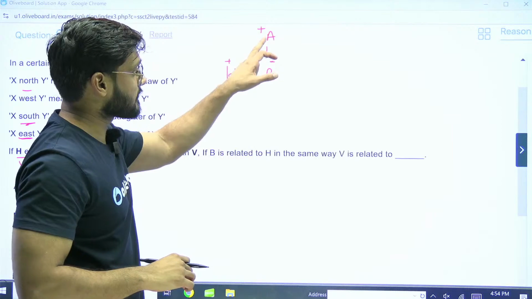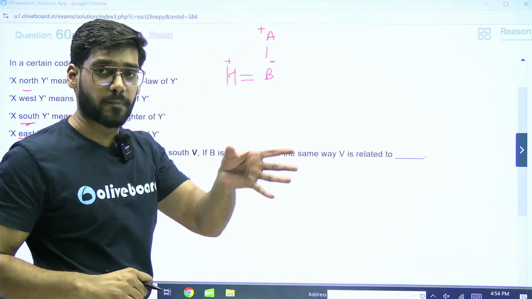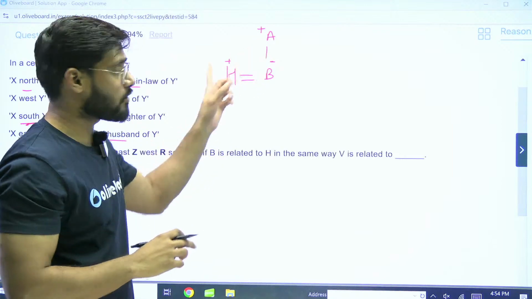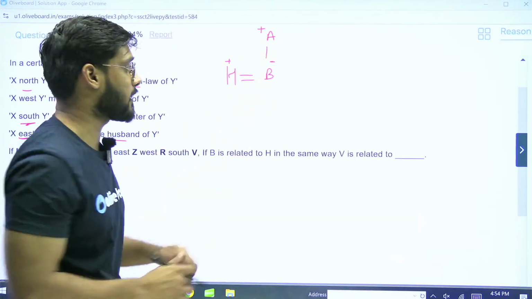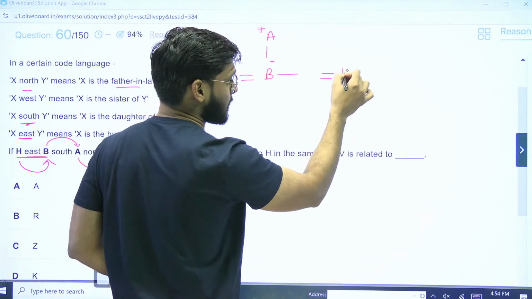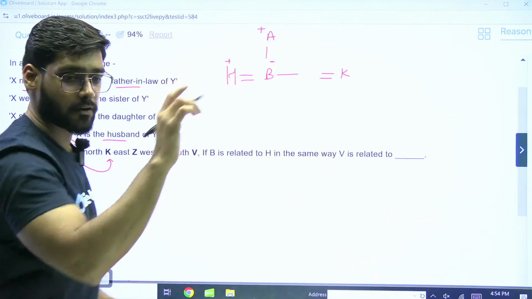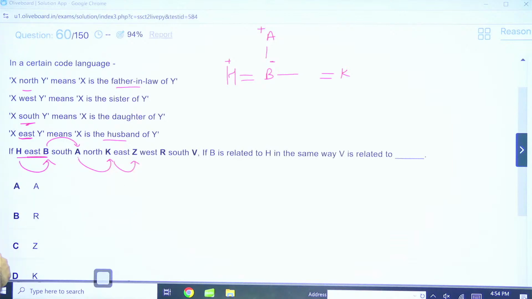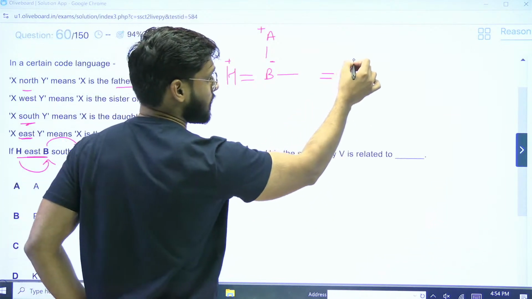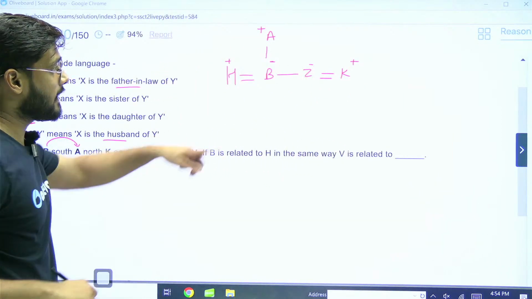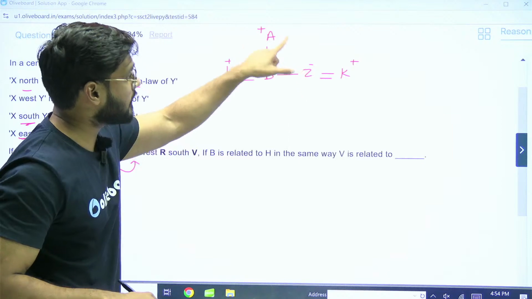There will be some child of A who will be married to K. One child of A is married to H, so A is the father-in-law of H. We need A to be the father-in-law of K, so one child will come there along with B and will be married to K. Then only A will become the father-in-law of K. K east Z means K is the husband of Z. So K is male and Z is female. K is married to Z, and Z is the sibling of B and the daughter of A as well.